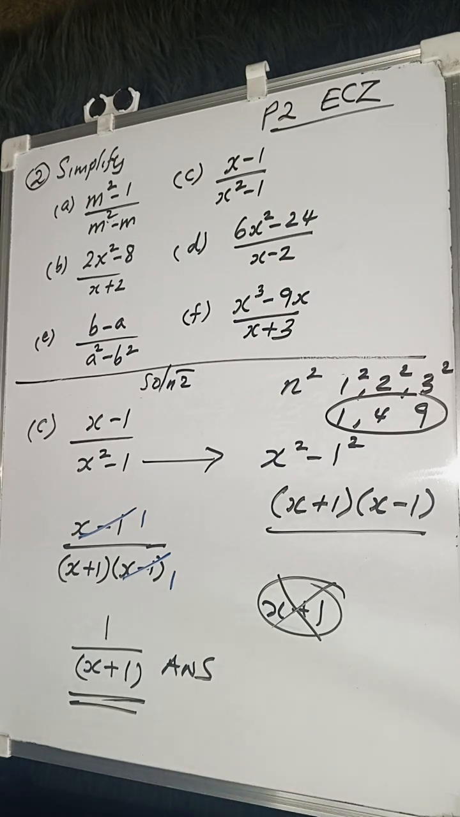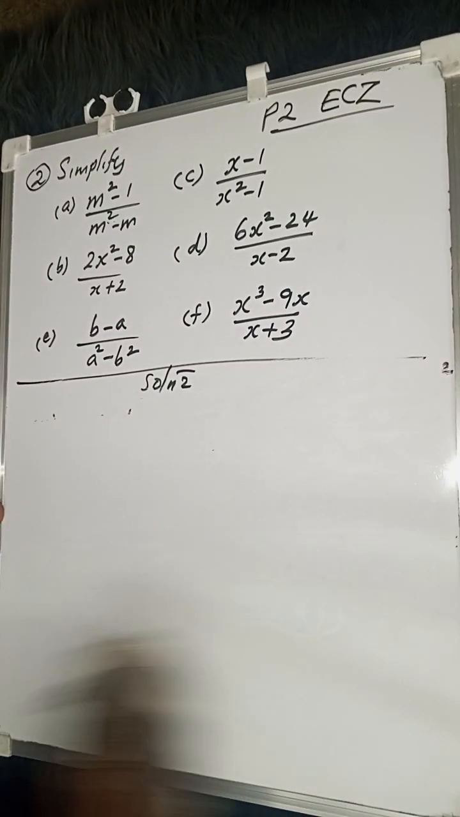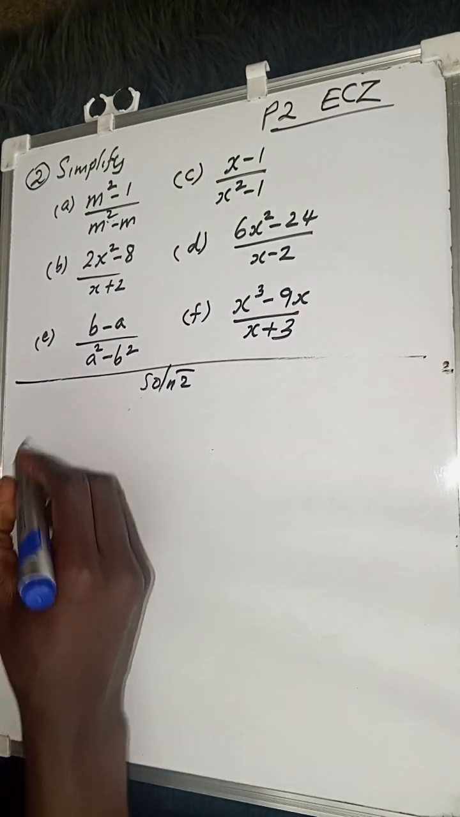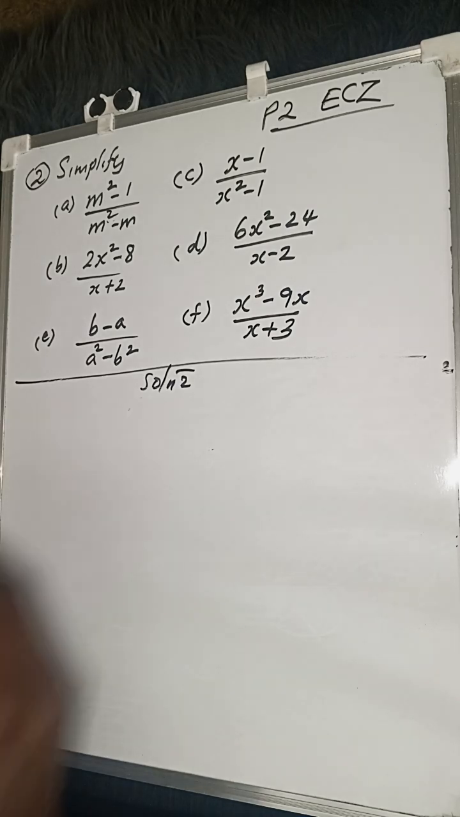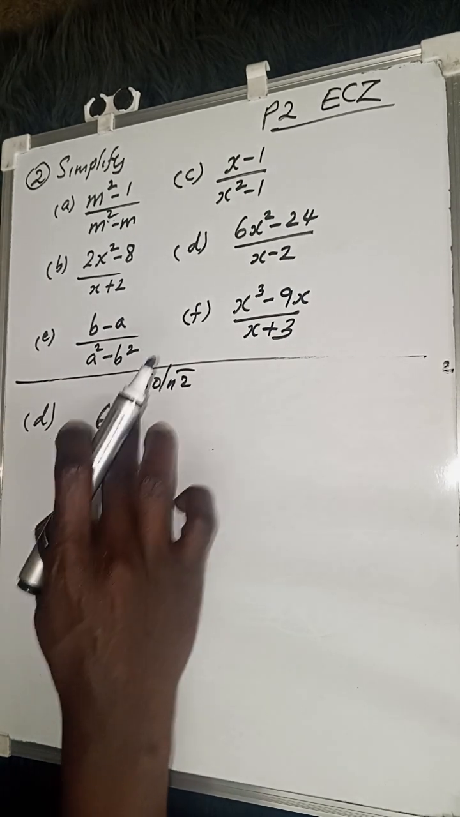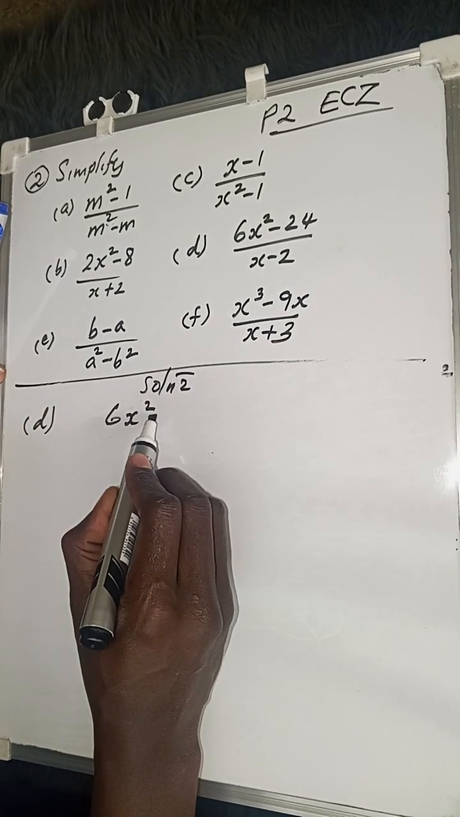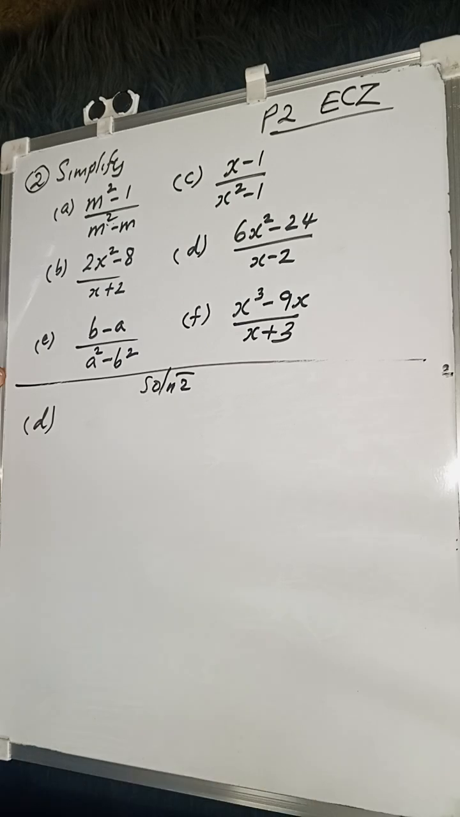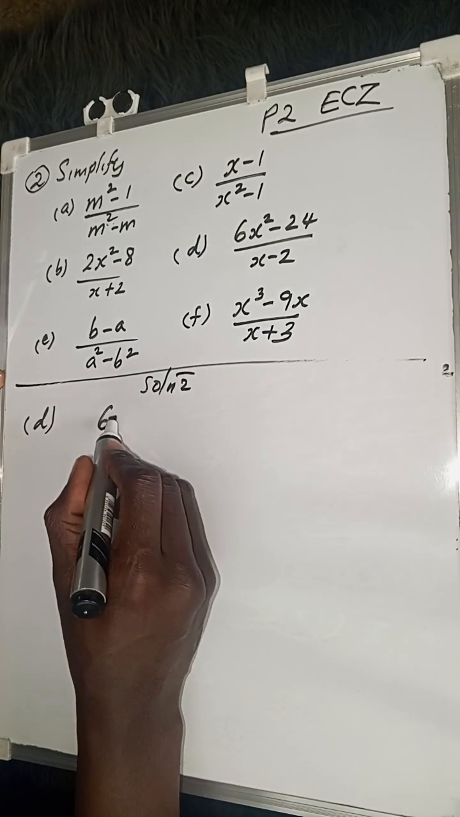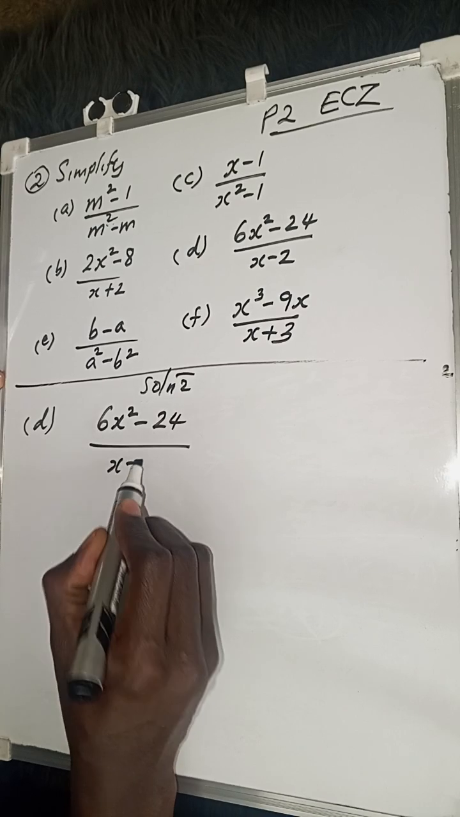Right, let's try to look at the D part. Let's quickly look at the D part there. For the D part that I have there, let me just write that properly: 6x squared minus 24 over x minus 2.